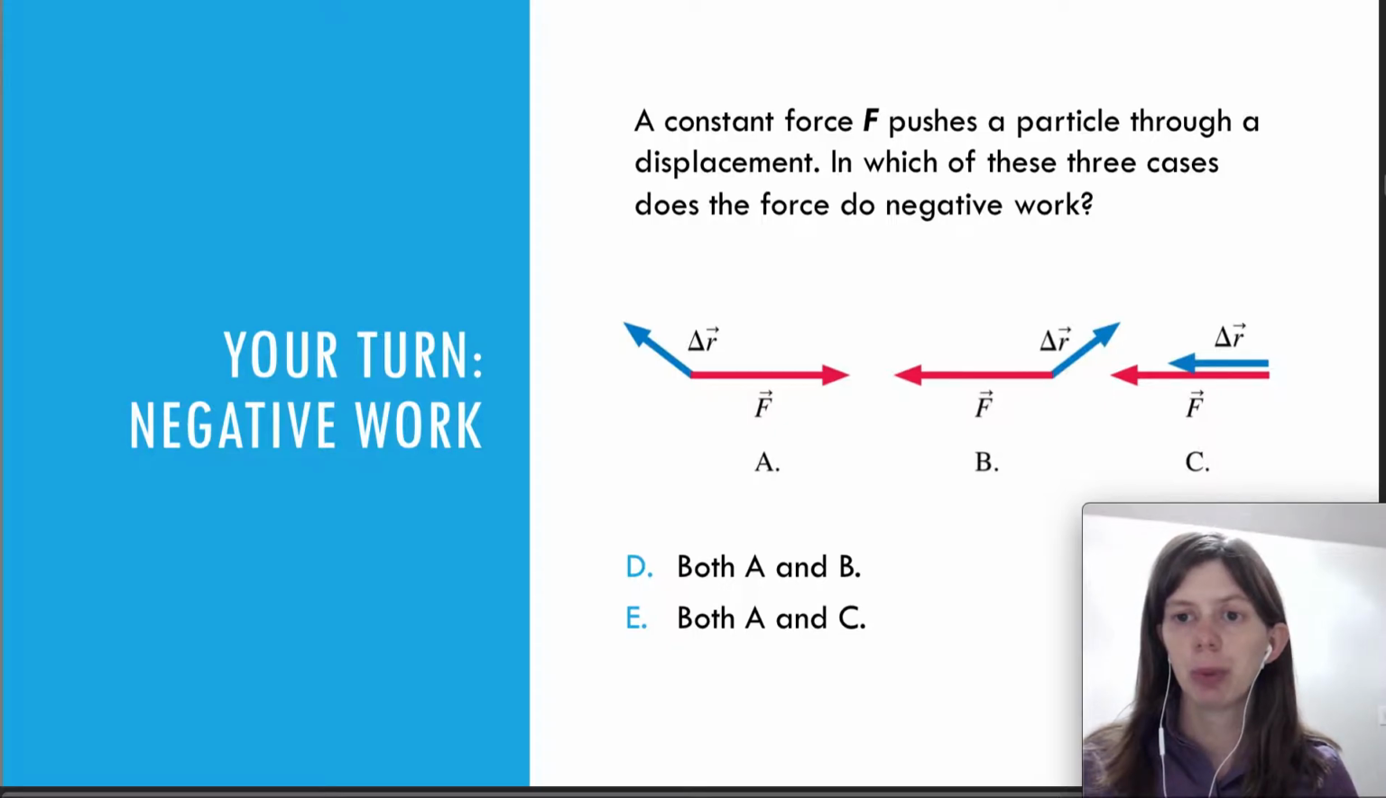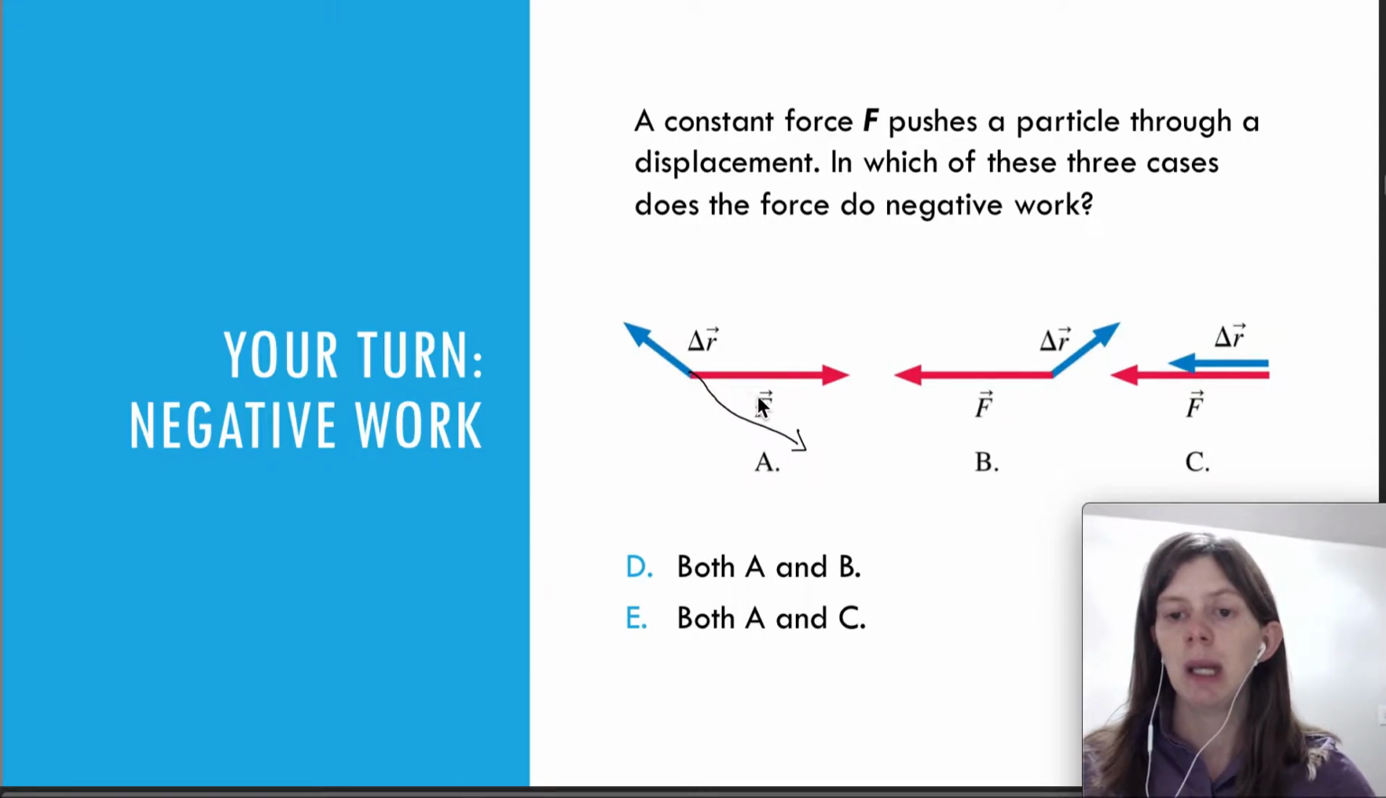a constant force pushes a particle through a displacement, and in this picture the displacement is called delta r instead of delta x. That's okay. In which of these three cases does the force do negative work? We just said that the force had to be in the opposite direction as the displacement. In this case, the displacement is diagonal here. Now this force would have one component of it that would be in the opposite direction as the displacement. If you resolve the force into its two perpendicular components, you can see it's opposite direction. So that's negative work here.